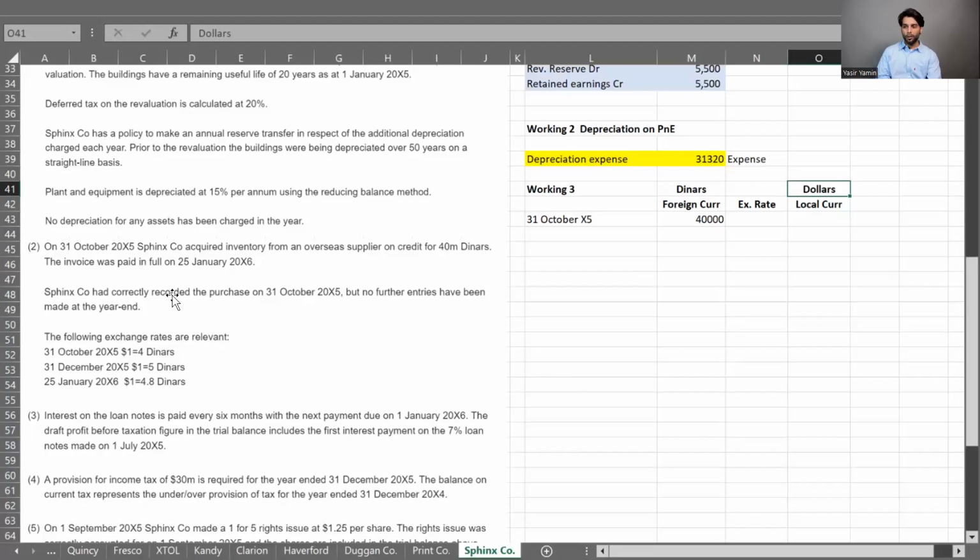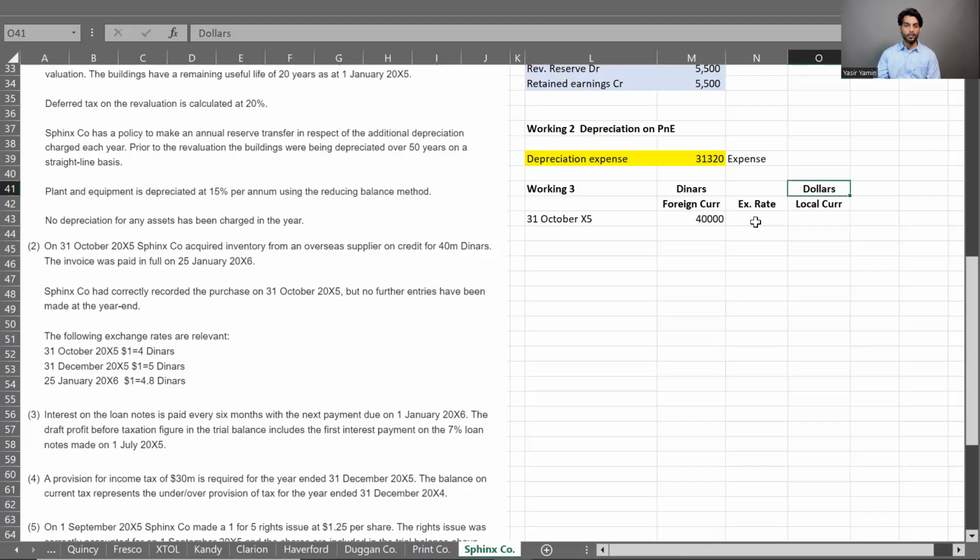So if you go down in your notes, it is written that the following exchange rates are relevant. Now we are at 31st of October 20x5. And at that date, $1 was equal to 4 dinars. So you have an exchange rate of 4. Now I need to calculate dollars here, and here is a test for your mental maths and common sense again. A bit of financial management too, but I believe it's more of common sense. I have an exchange rate of $1 equals 4 dinars. I need to convert dinars into dollars.